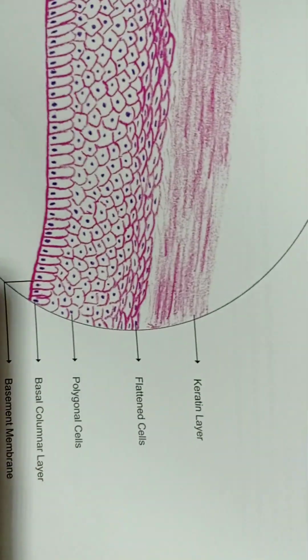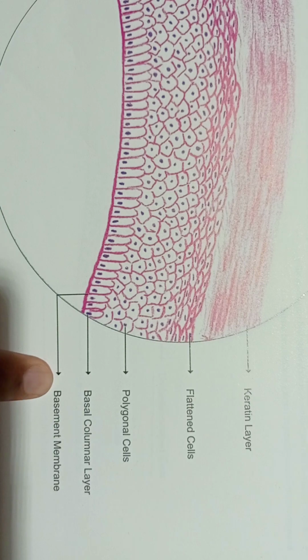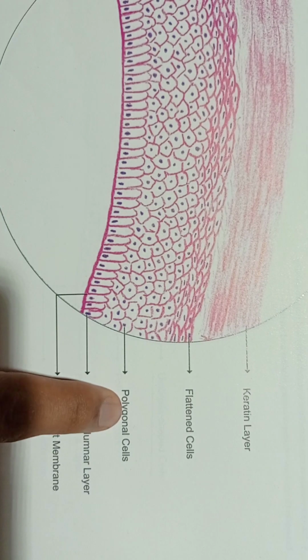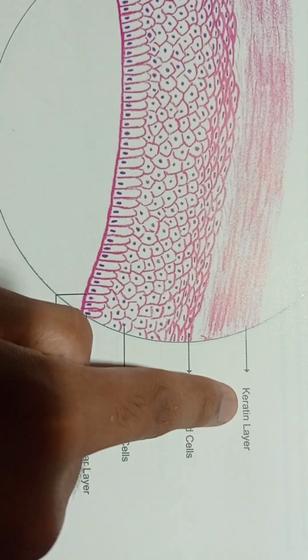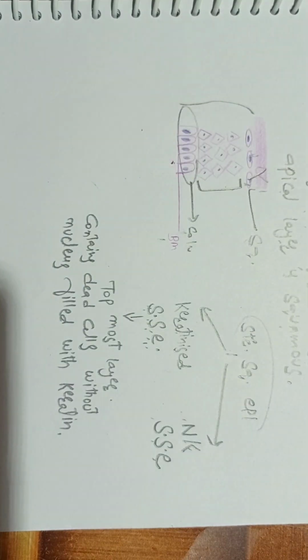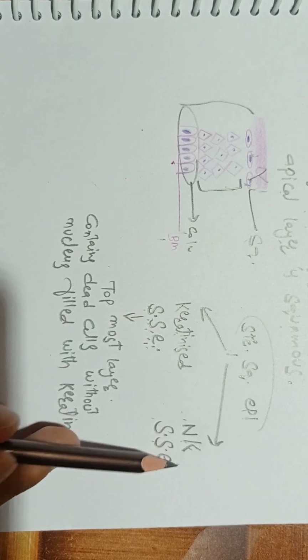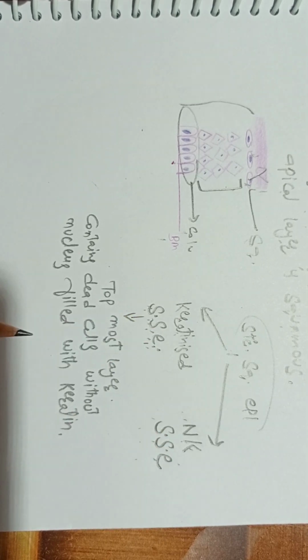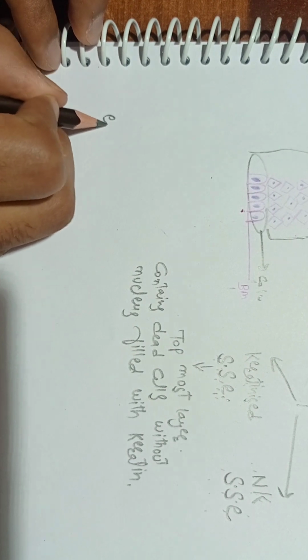Stratified squamous keratinized. How? There is the basement membrane, then we have the basal columnar layer, then the polygonal layer, then flattened cells, then above it we have the keratin layer. So these are the two types of stratified squamous epithelium: keratinized and non-keratinized. Now we have examples.